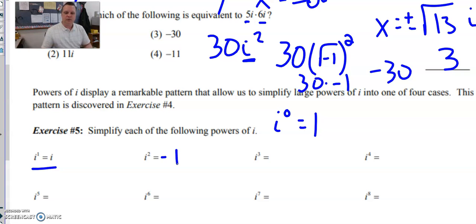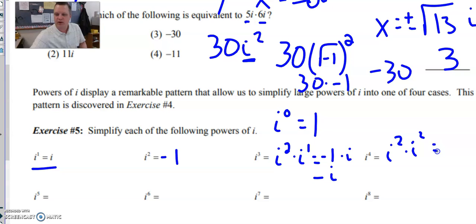Now, i cubed. What you would do with i cubed is use what you already know. So i cubed would be i squared times i to the first. i squared is negative 1 times i gives me a negative i. i to the fourth, you want to use what you already know as well. I'm going to go with the easiest one. You could do i cubed times i to the first. I'm just going to do i squared times i squared. Negative 1 squared, which is just 1.